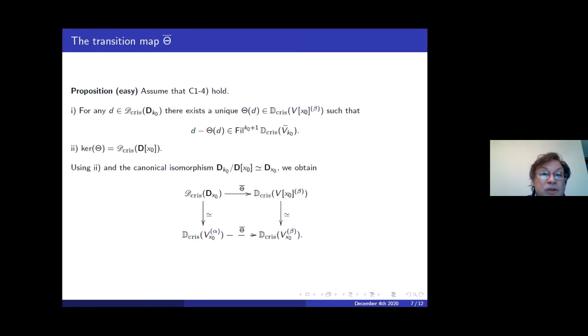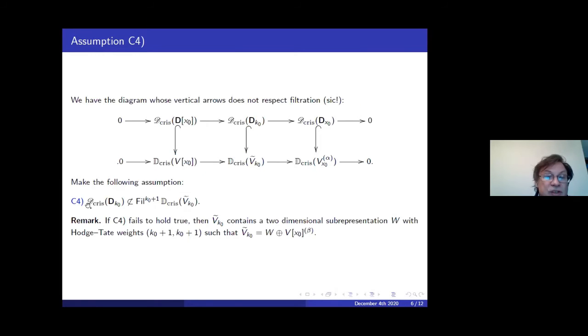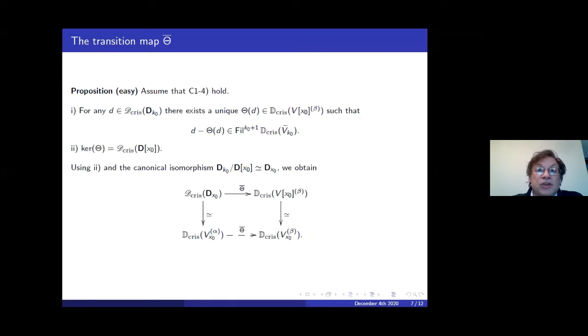Now we will deduce some property from this assumption, from a condition C4 about the filtration on D cris V tilde. The following proposition is very easy to prove, just simple linear algebra, but it is one of the key observations of this talk.